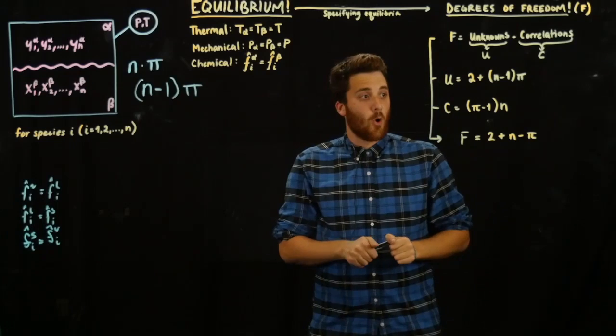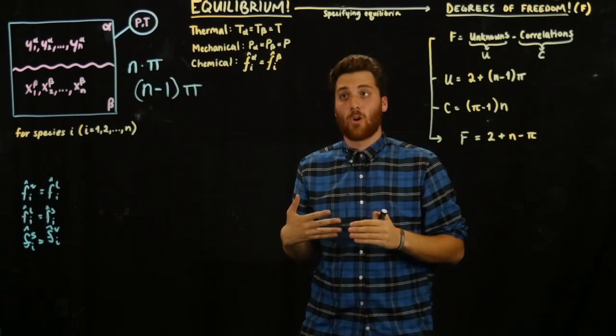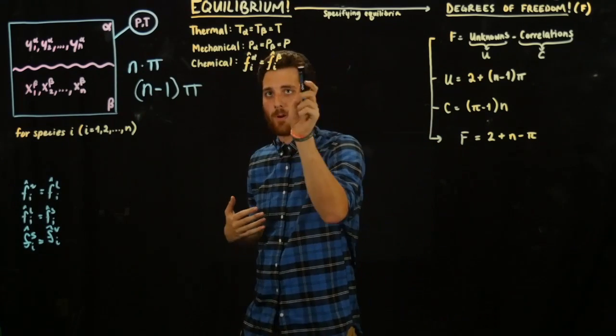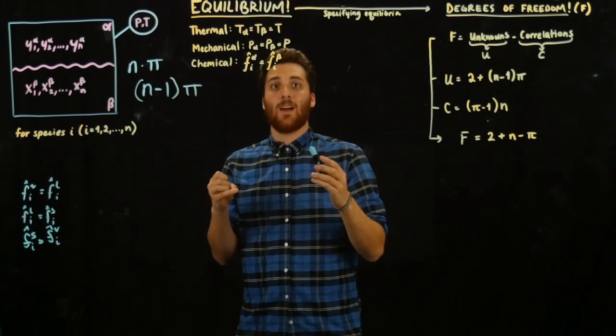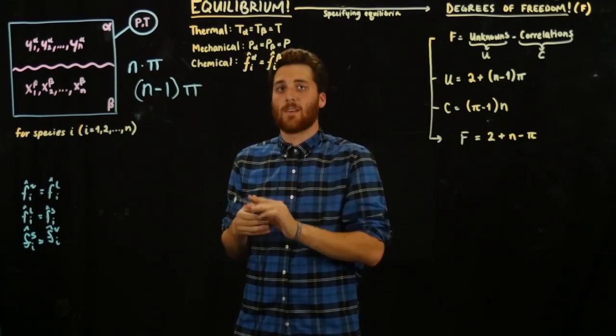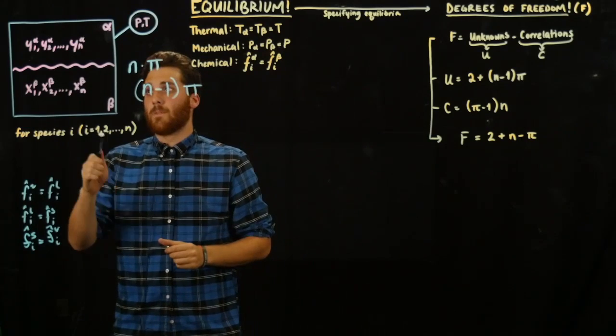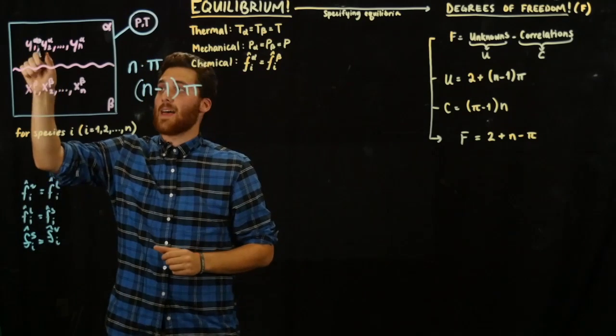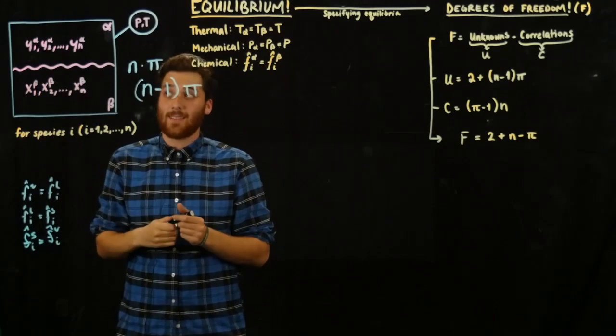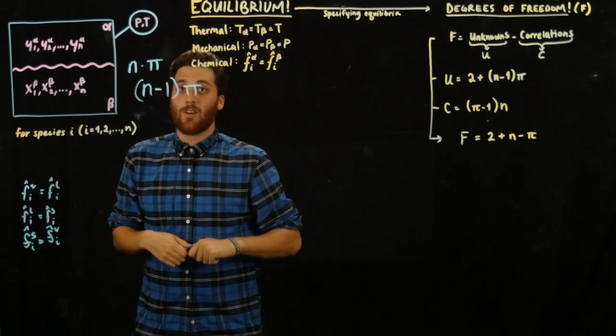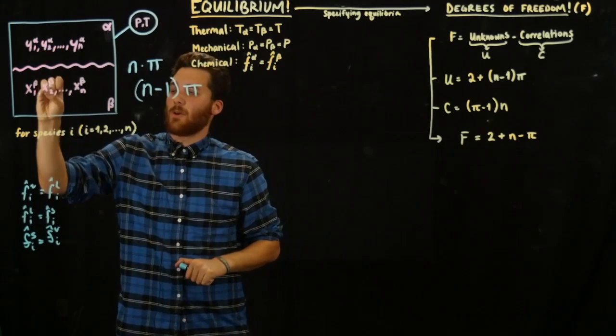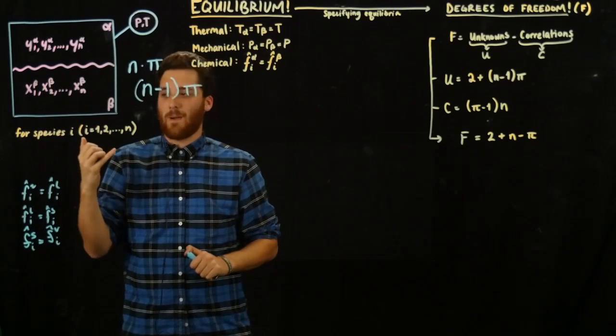Let's take a look next at our correlations. The most important correlation that we have here is our chemical equilibrium. This tells us that the fugacity of any component between the phases should be equal. The fugacity of species 1 within the alpha phase should be equal to the fugacity of species 1 within the beta phase.